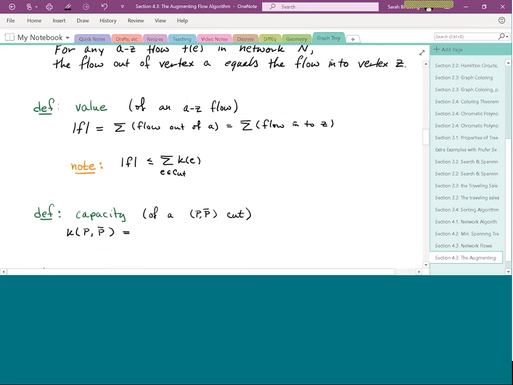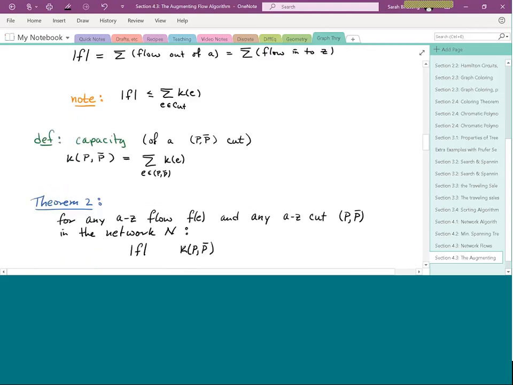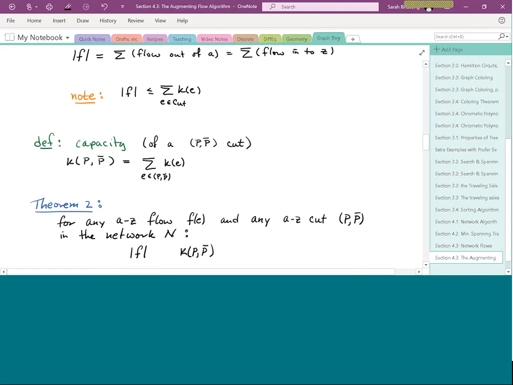Now, what is this defined to be? This is defined to be the sum of every single edge in that particular cut, and you add up all of those individual capacities. Okay. And since it actually goes right along with it, let's go ahead and look at Theorem 2.